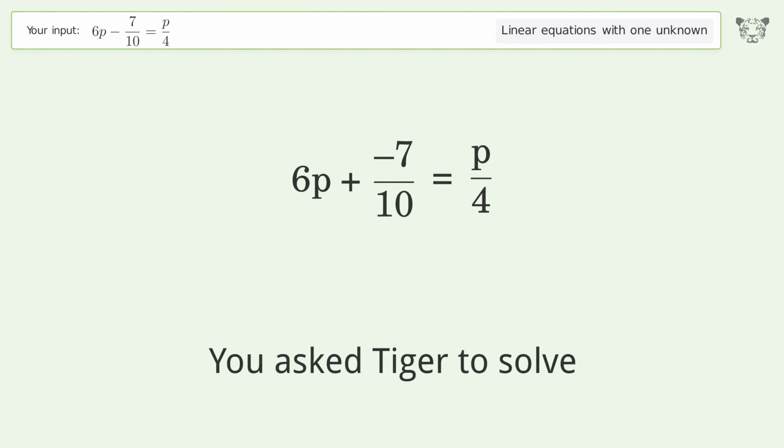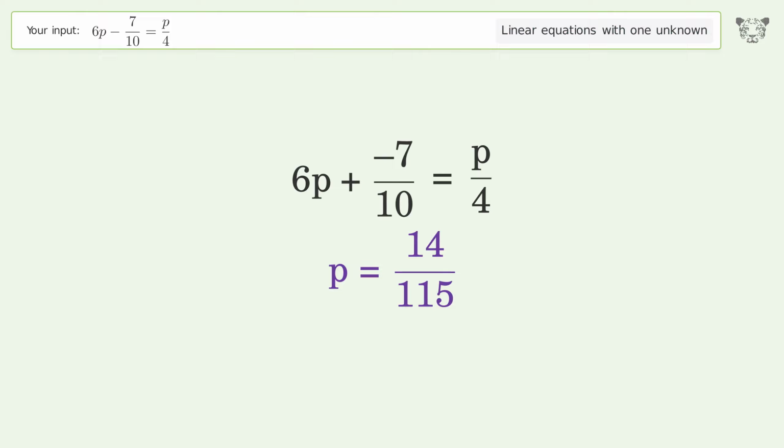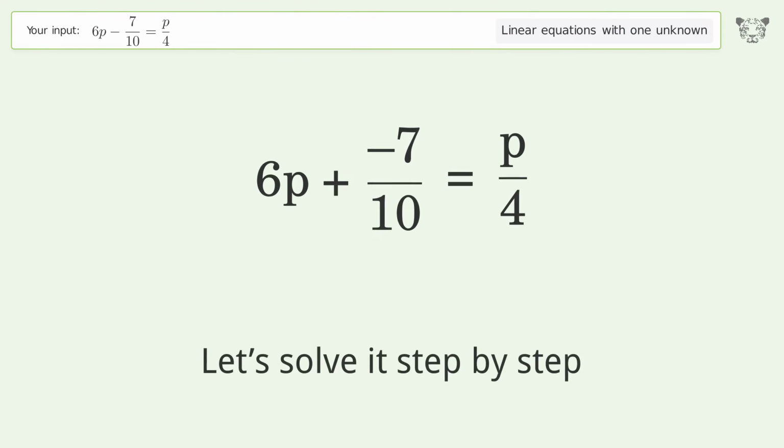You ask Tiger to solve. This deals with linear equations with one unknown. The final result is p equals 14 over 115. Let's solve it step by step.